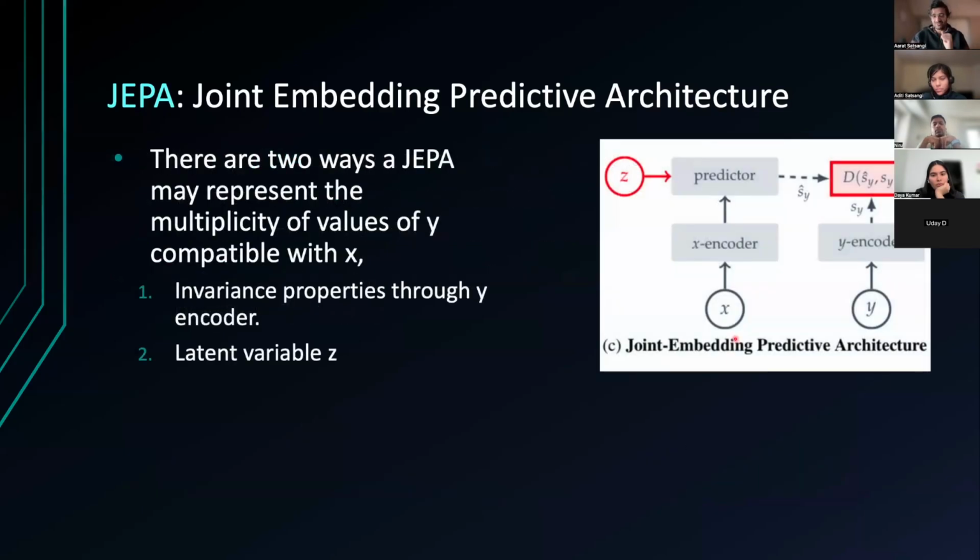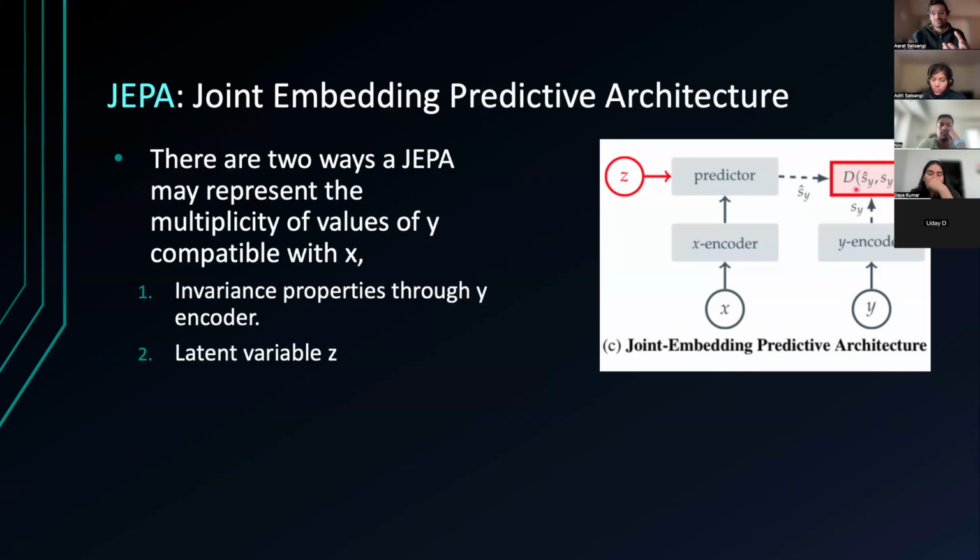So right here, if there is an x, there is a y. x goes through the x encoder and then a predictor which also has a latent variable z, and y goes through a y encoder. This should be an x cap, sx cap, and sy. So you are calculating the loss right here. Then the loss would be the distance function d over sy cap and sy.